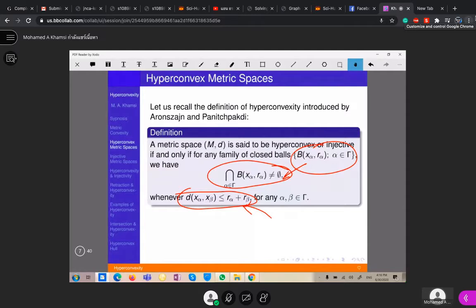Like, for example, let me see here. One second, let me bring something to work with.